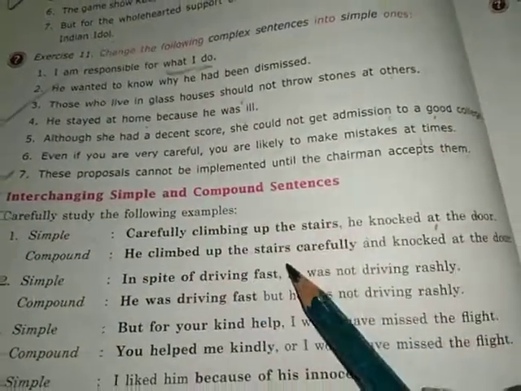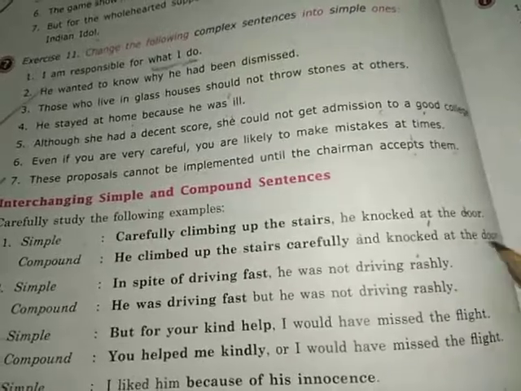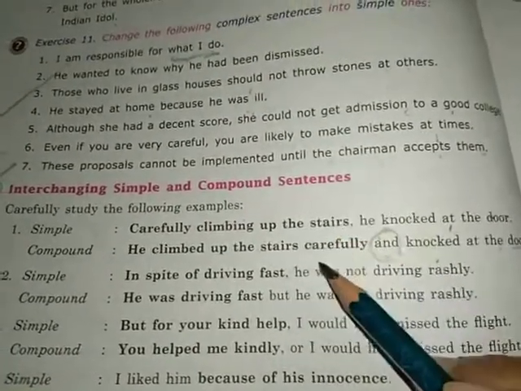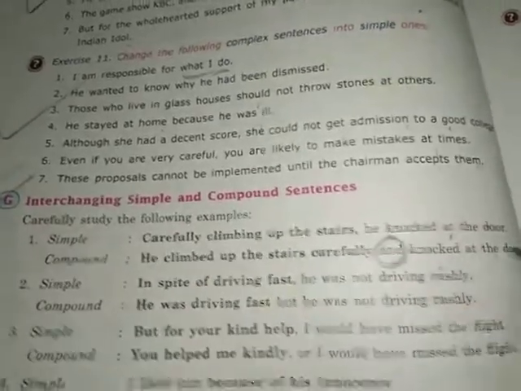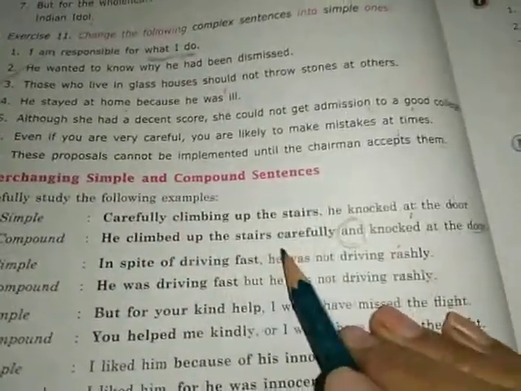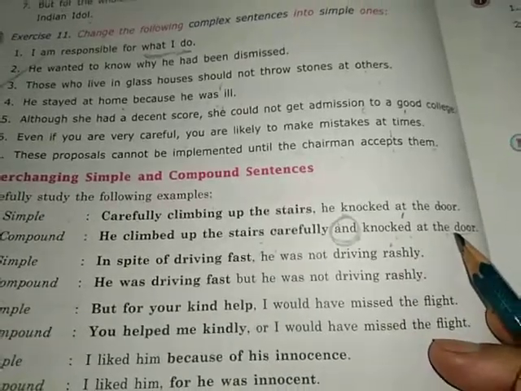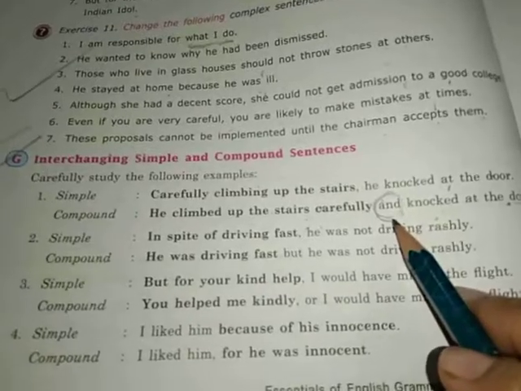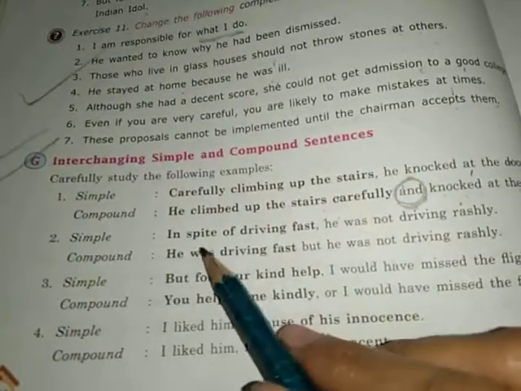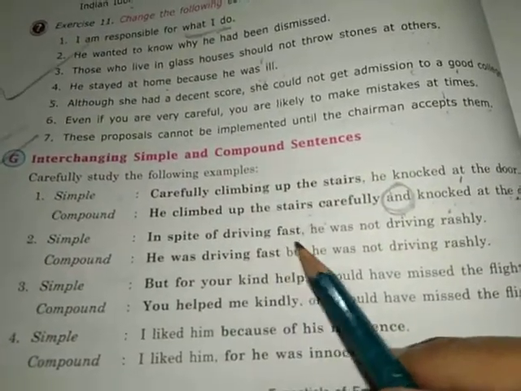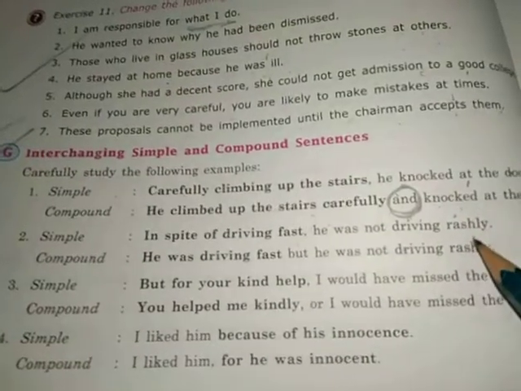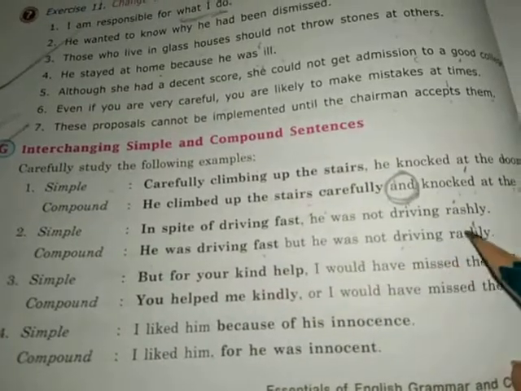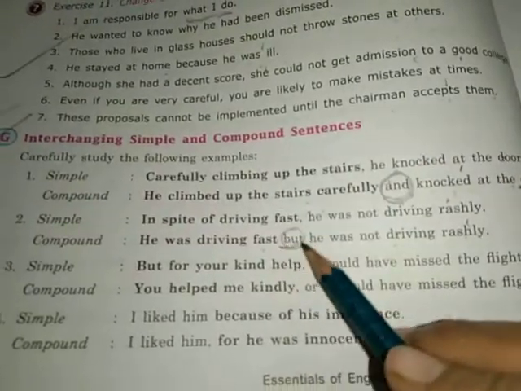He climbed up the stairs carefully and knocked at the door. The conjunction "and" is added between the sentence to separate two different clauses, right? He climbed up the stairs carefully and knocked at the door. So these two sentences are being joined by the conjunction "and", so it becomes a compound sentence. Next one: In spite of driving fast, he was not driving rashly. He was driving fast, but he was not driving rashly. Now here "but" is added.